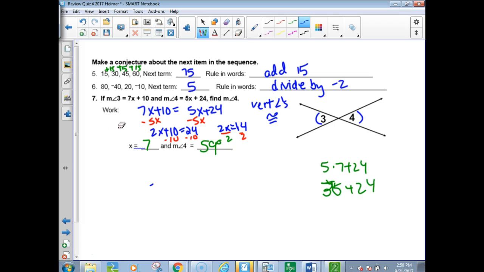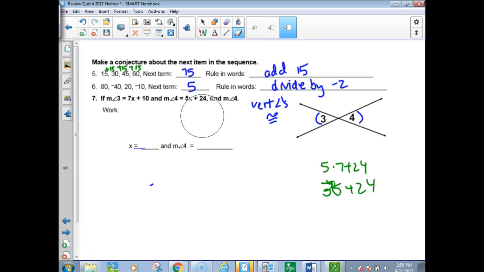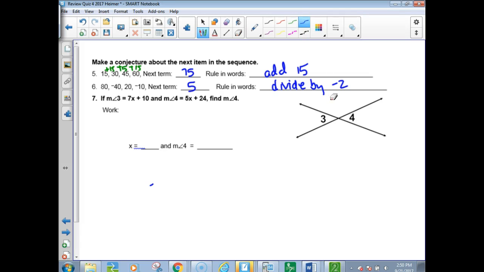Okay. This one you did wrong? Does anybody need me to do this from scratch? The equation and stuff? All right, well, what would I do if I saw this picture? Well, it says that angle 3 is 7x plus 10, so that's this angle. And angle 4 is 5x plus 24. Those angles are called, yep, good job, vertical angles, which are congruent to one another.